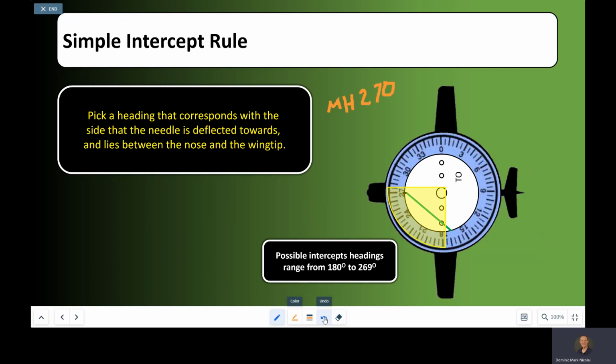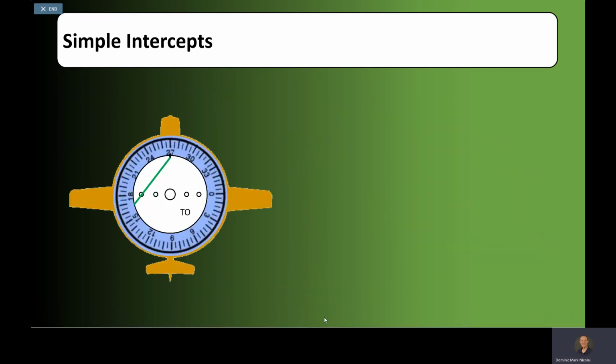Might be a little too aggressive most of the time. Okay, so let's just take a further peek at this. Airplane's still heading 270, or actually, it doesn't even matter what heading you're going. You can pick any direction you want, I don't care. You want to pick 030, you want to pick 120, you want to pick 180, it doesn't matter. All right? What matters is my intercept angle.